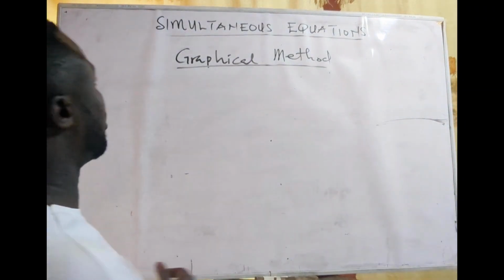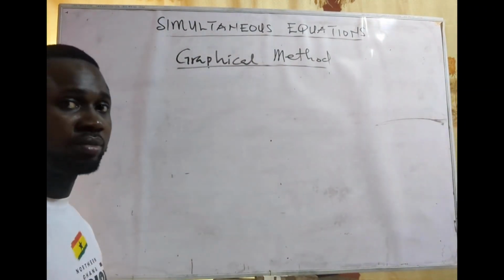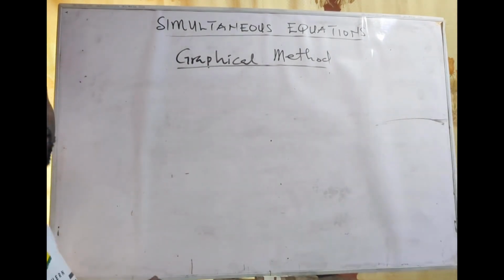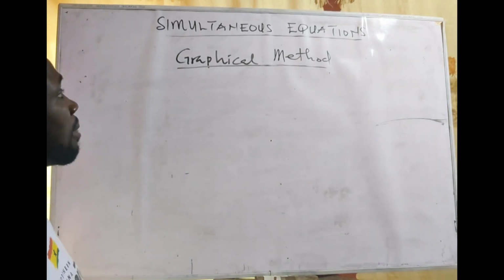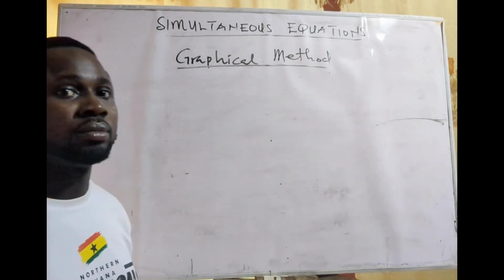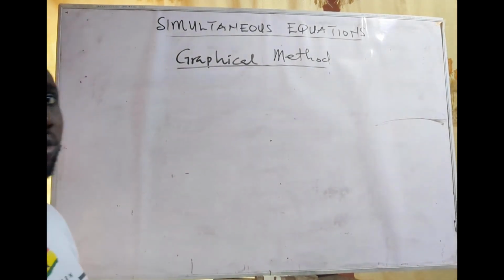Let's go by another way. We can also solve simultaneous equations by the graphical method. So it depends on the equation that you are dealing with, okay? Either the equation is linear or the equation is quadratic. It can also be cubic.